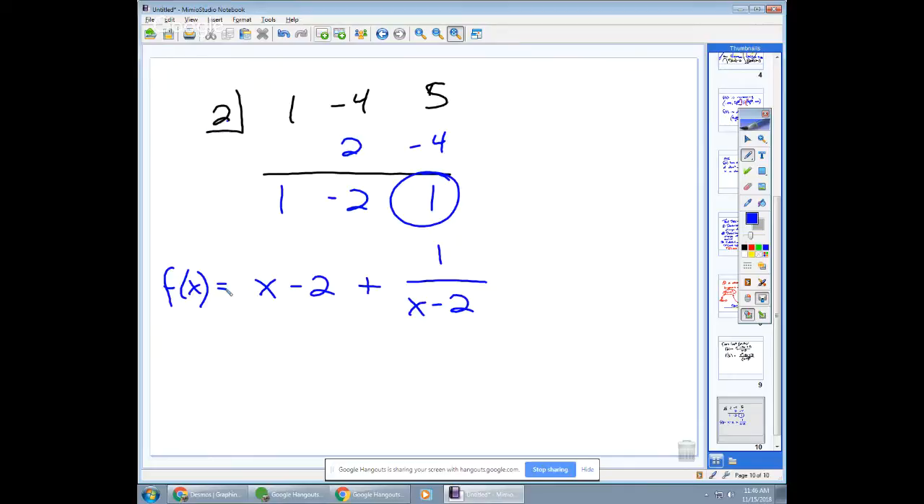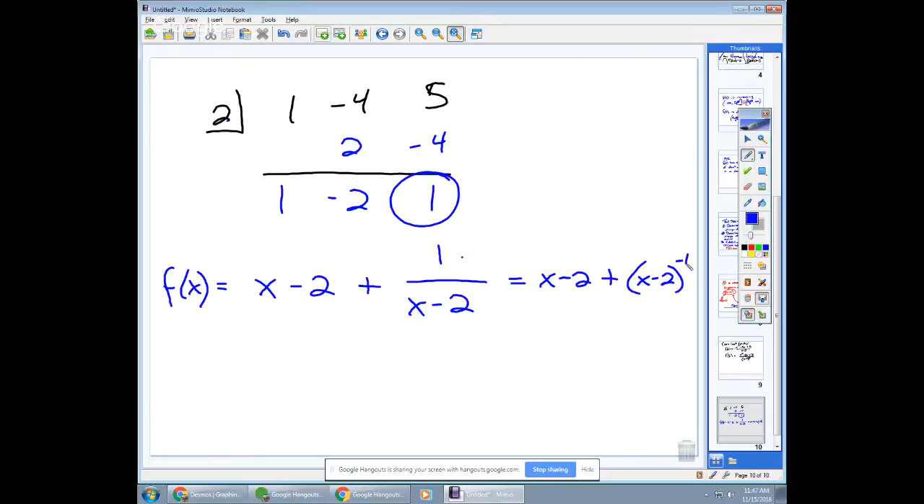Okay. Now I could also write this, instead of this as a rational part there, I could say this is x minus 2 plus parentheses x minus 2 to the power -1. True? So then the derivative here does not require us to use the quotient rule.